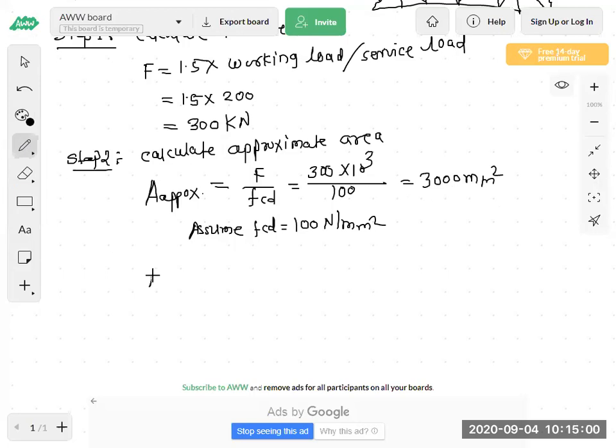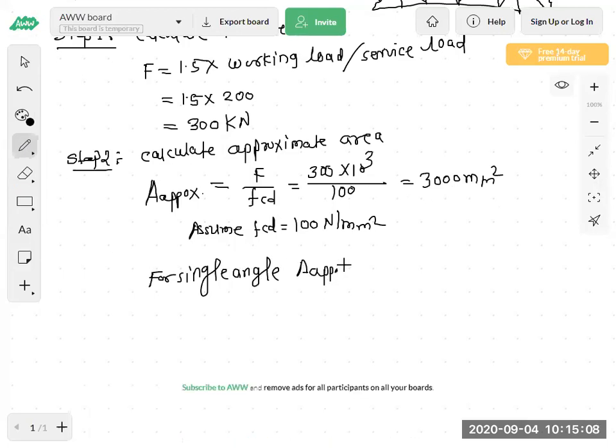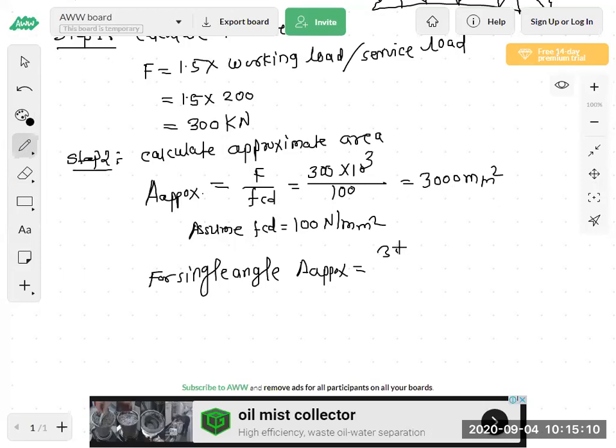So for single angle, A approximate is equal to 3000 divided by 2. Why? This area comes for double angle.